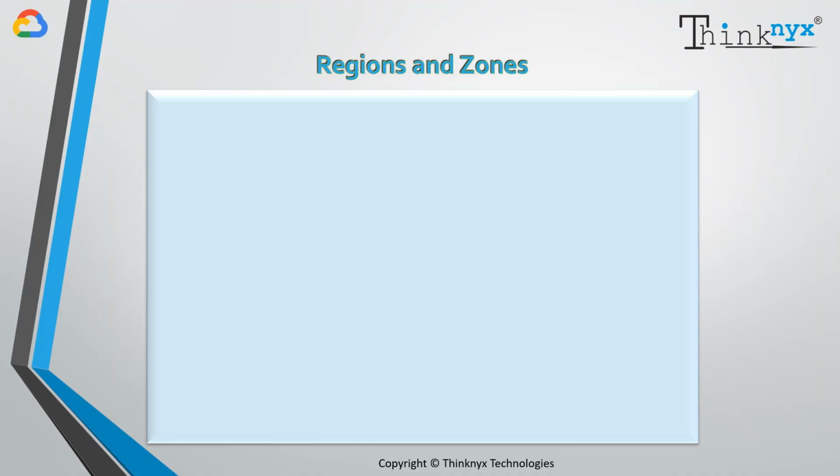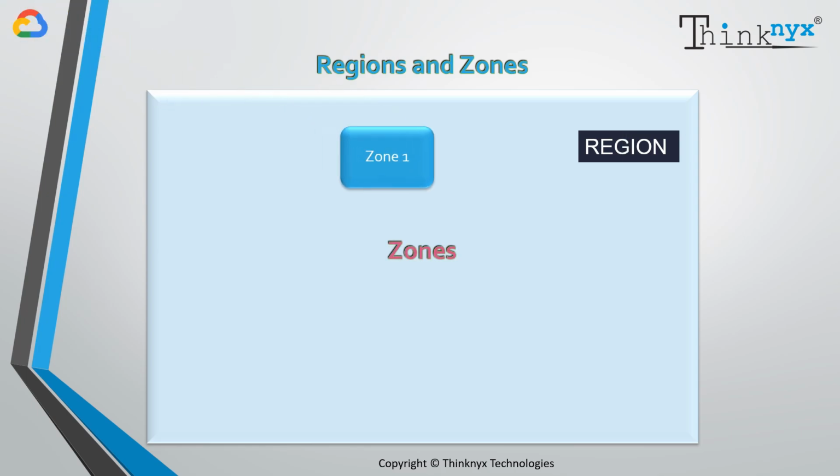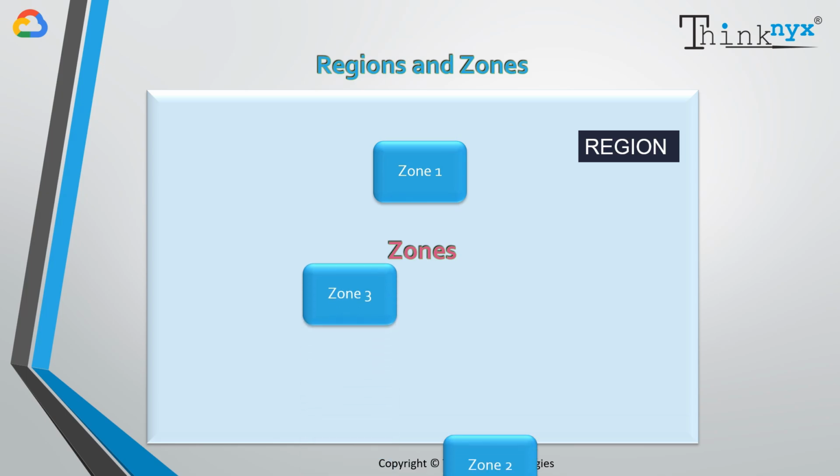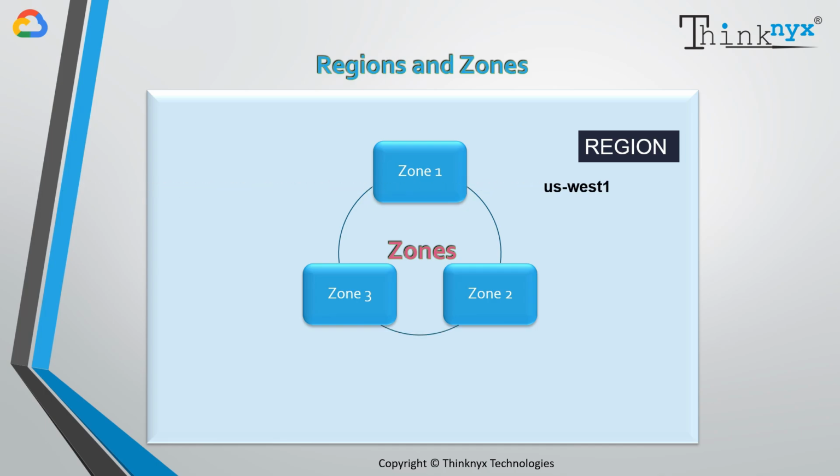In Google Cloud, a region is a separate geographical area where you can host your resources. Each region comprises multiple isolated zones. A zone represents an independent site within a single region. Each region typically encompasses a minimum of 3 zones or more. For example, US West 1 denotes a region on the west coast of the United States that has 3 zones, that is, US West 1A, US West 1B, and US West 1C.